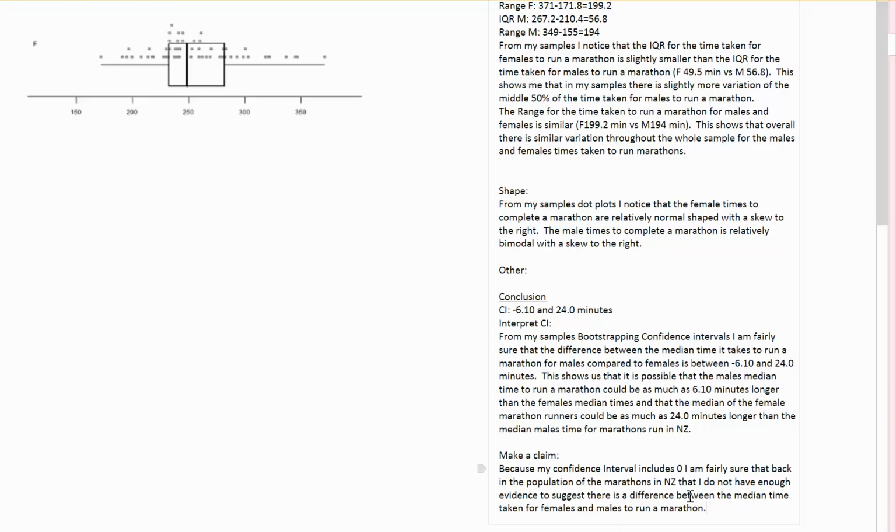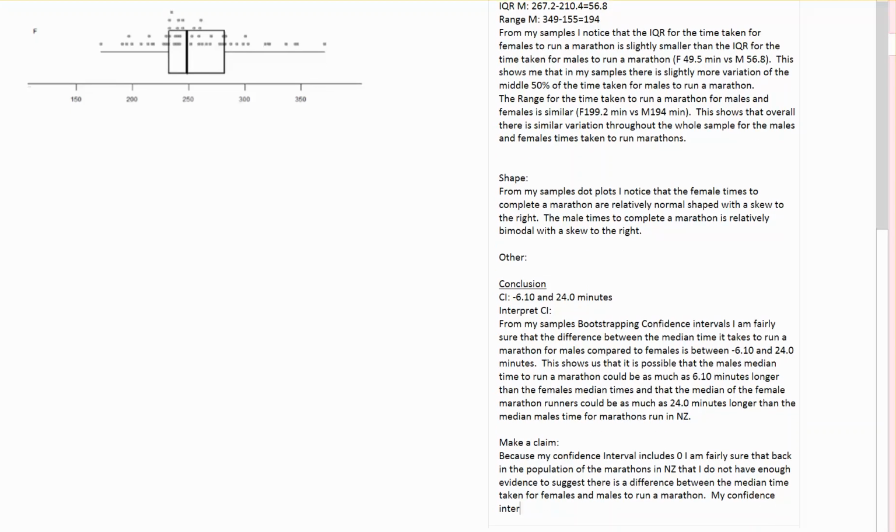So again, I have 0 in there, so I can be fairly sure that back in the population of the marathons in New Zealand, I do not have enough evidence to suggest that there is a difference between the median time taken for females and males to run a marathon. And that right there would probably be enough. If you wanted to add to it again, you could reiterate what we said above about that conclusion.